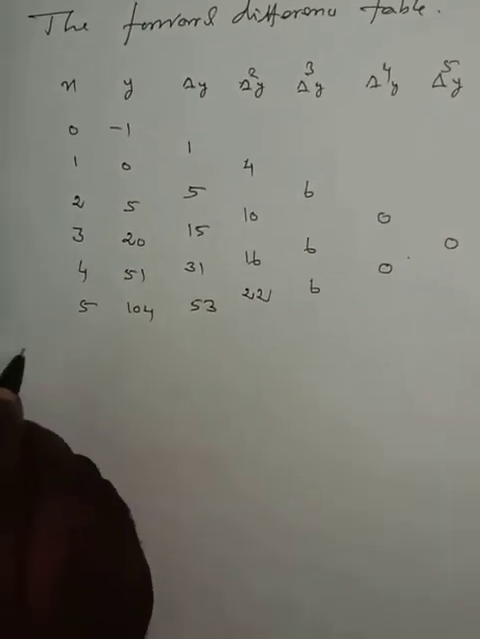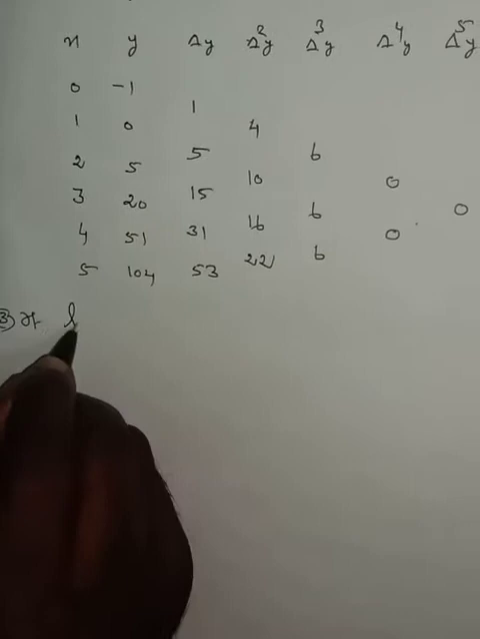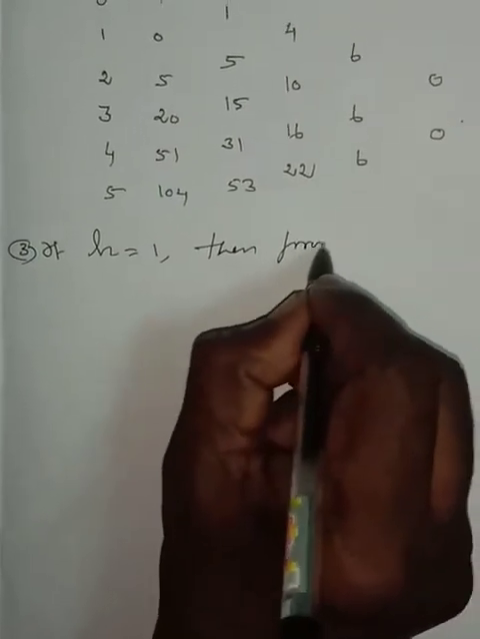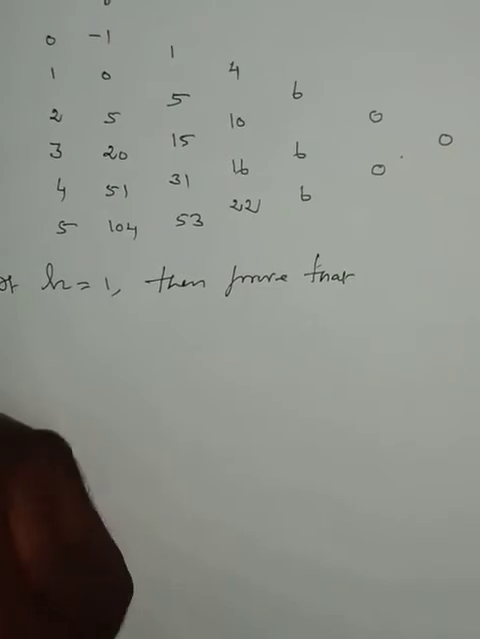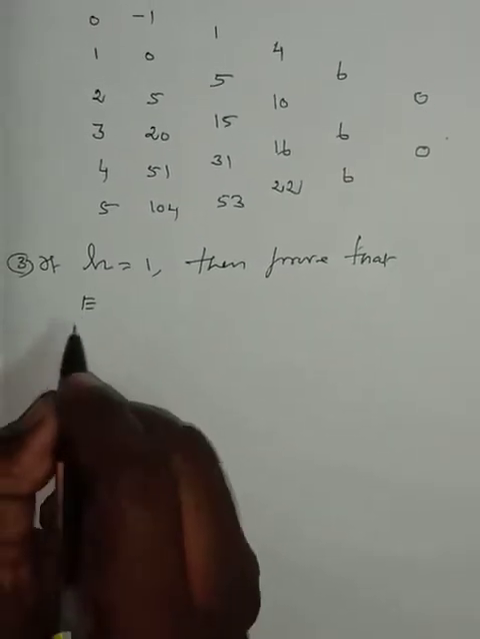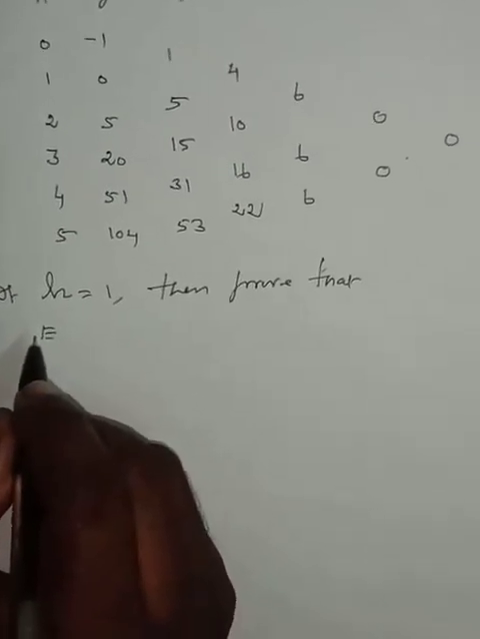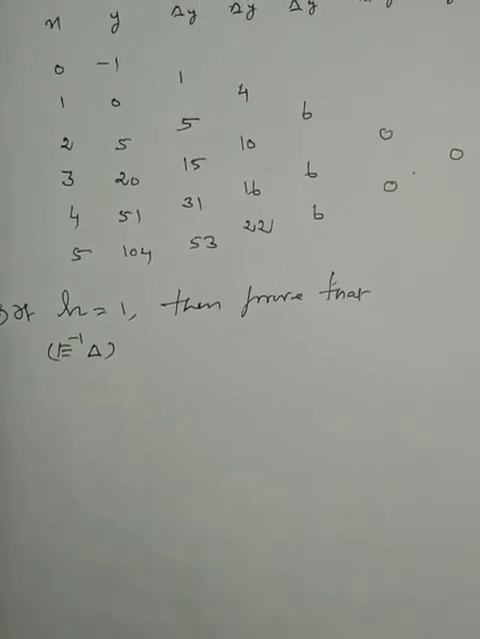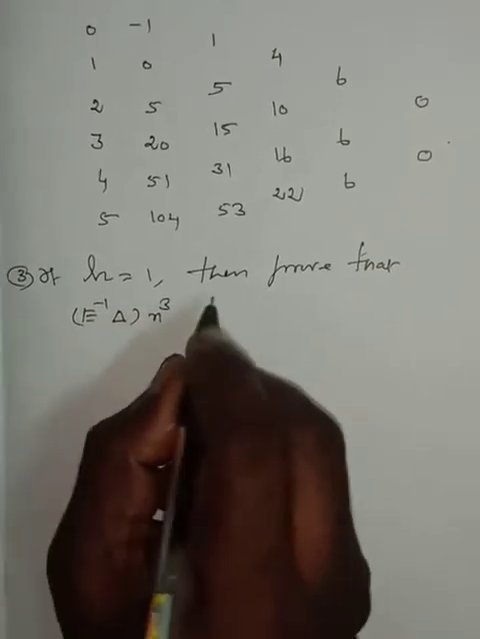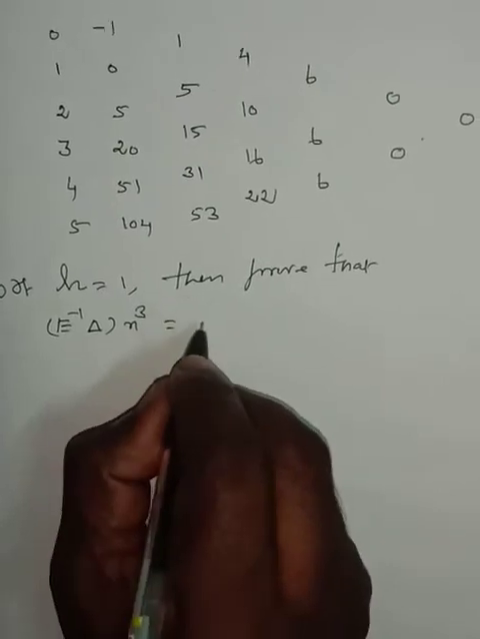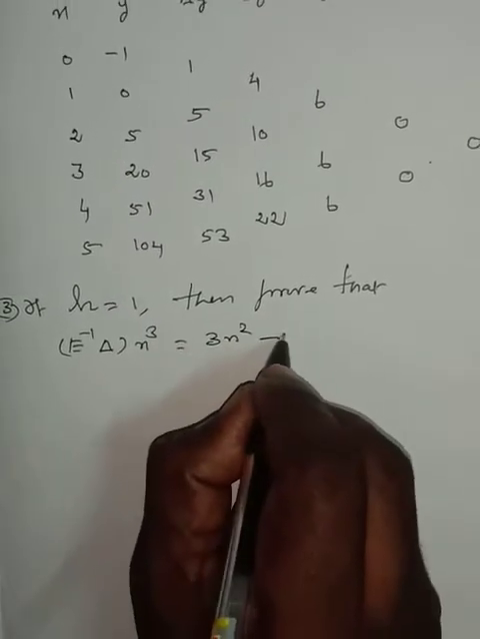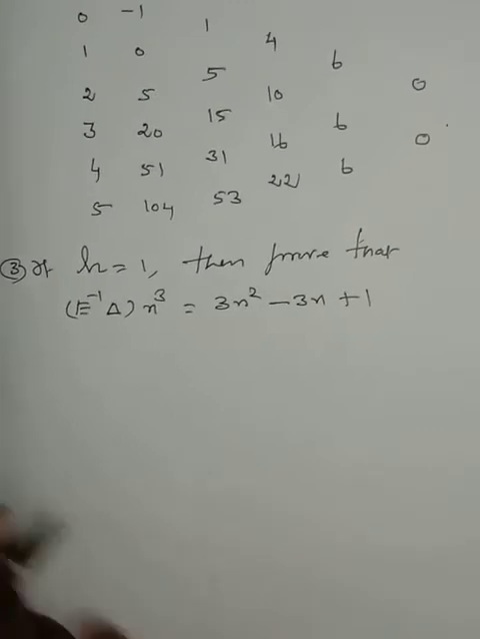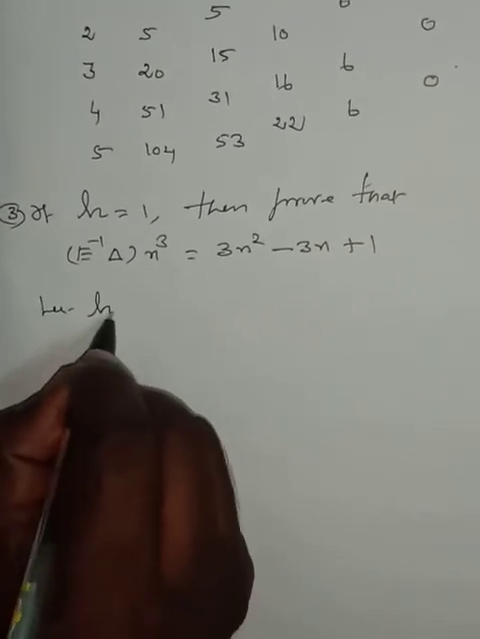If h is equal to 1, then prove that shifting operator power minus 1 of delta x power 3 is equal to 3x square minus 3x plus 1. First, let h is equal to 1.